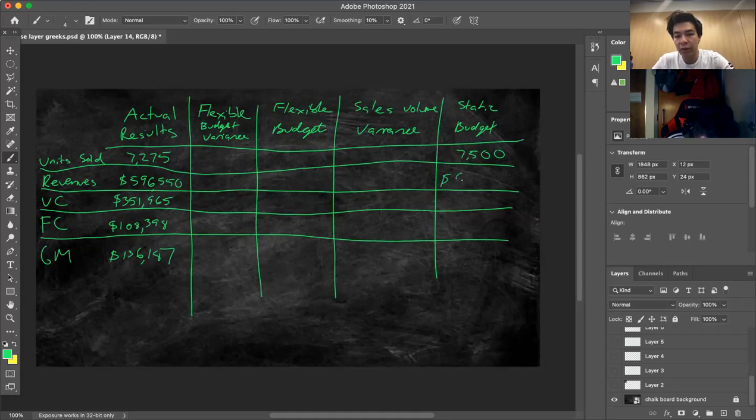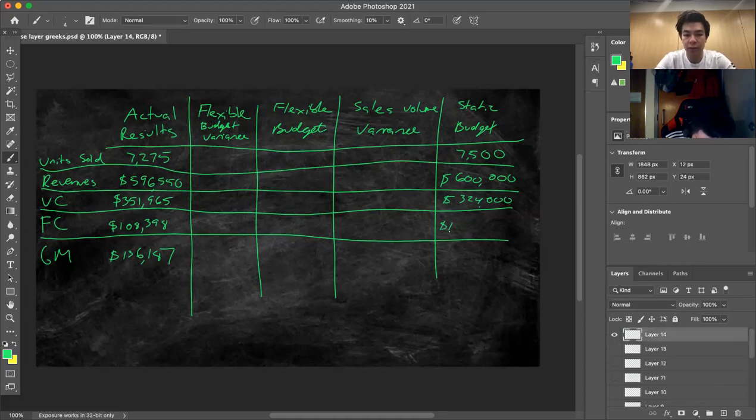600,000 for the revenues. 324,000 for the variable costs. 112,500 for the fixed manufacturing costs. And the GM is 163,500. Okay. So are you on the same page right now? Yeah, I'm just writing the last things in.